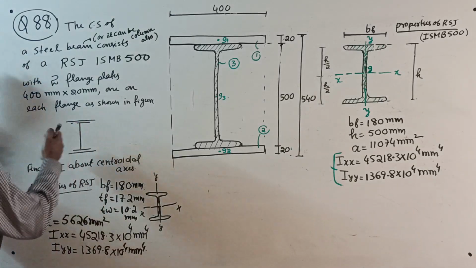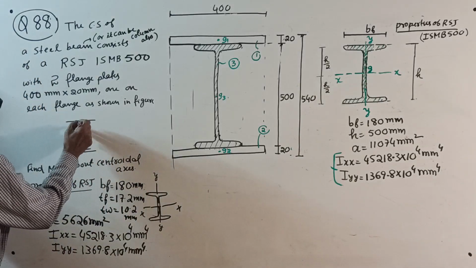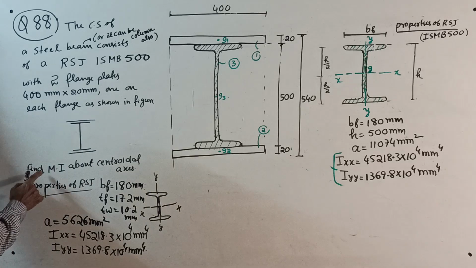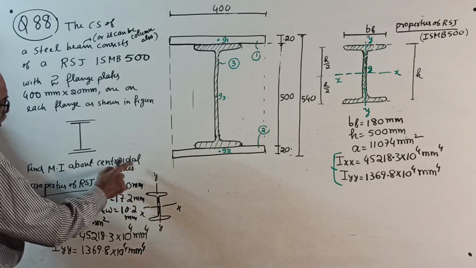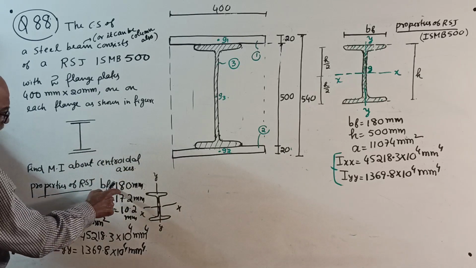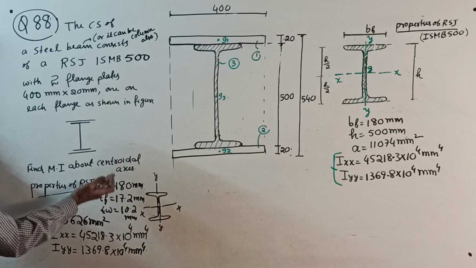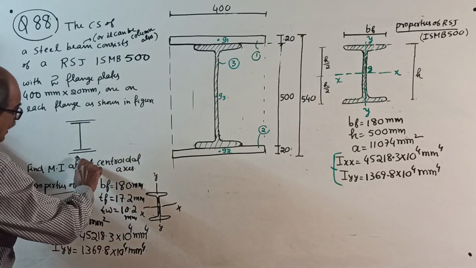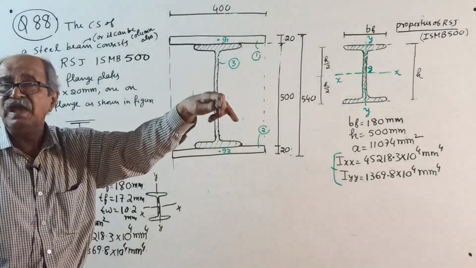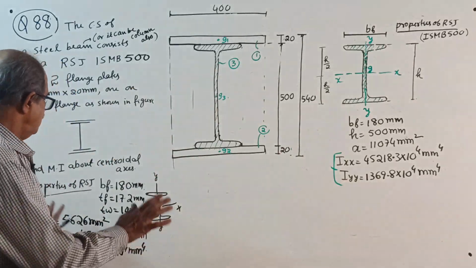This is the I section, that is the RSJ. These are the two plates. Find the moment of inertia about the centroidal axis. In the question only the properties of RSJ are given, I gave all the properties. These all I explained last time. Go back to last class, study and come back. Okay, this is the question here.